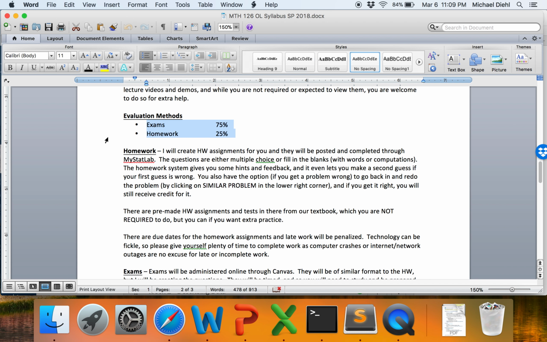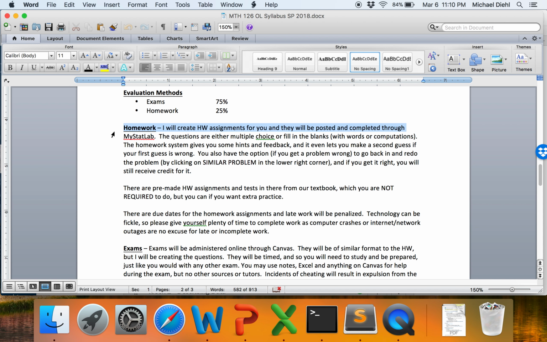Grades are obviously important. The formula for your grades is very simple. We'll have two exams, a midterm exam and a final exam, and those add up to 75%, or three quarters, of your grade, and the other quarter of your grade will come from the homework assignments. So let me say a little bit about each of those things.